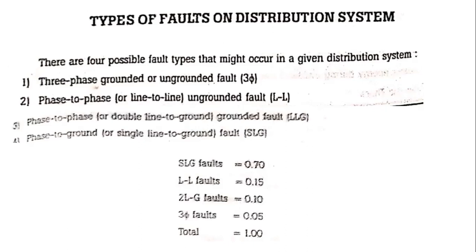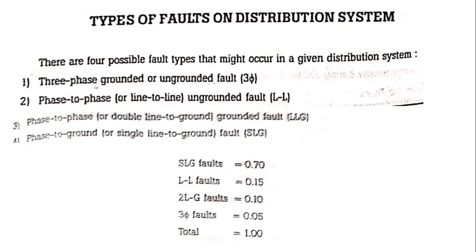These faults occur when branches of trees, elements, or any boards touch the line. Temporary faults also occur when high wind is blowing. Temporary faults are very commonly occurring but cause very little damage to the system. These faults are automatically rectified.